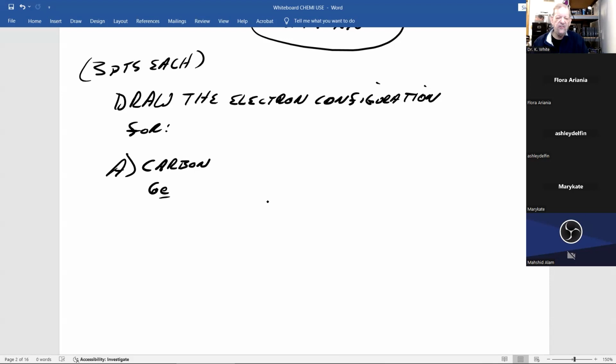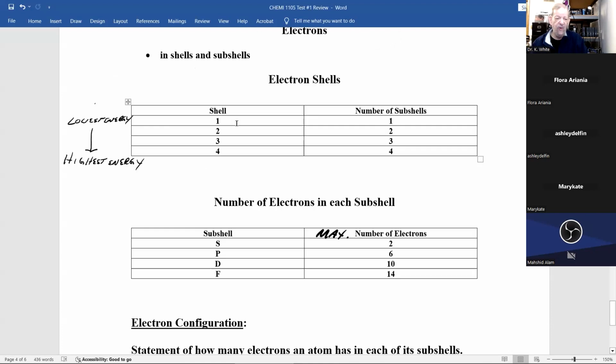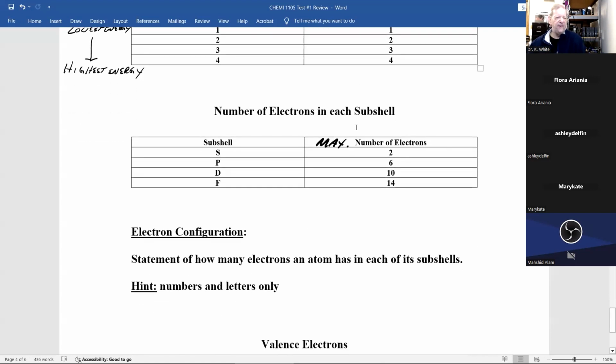Well, what's the first shell? And the answer is shell 1. You always put electrons in the lowest energy first and then go toward the next lowest. So the first one is shell 1. How many subshells does shell 1 have? 1. We go here, and something I forgot to mention, I'll do it now.